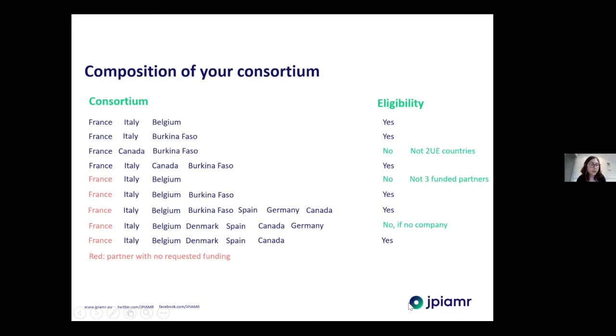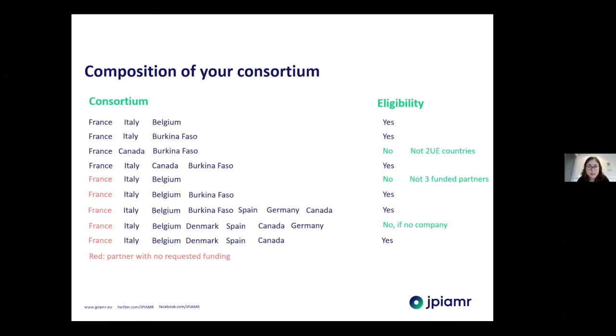Then we have other examples with non-funded partners that are indicated in red on the slide. First, we have again a consortium with partners from France, Italy, and Belgium. But in this case, the partner from France is not requesting funding. So as we only have 2 partners asking for funding, this consortium is not eligible. If we add an additional partner in this consortium, for example, Burkina Faso, then we have 3 partners asking for funding, so the consortium is eligible.